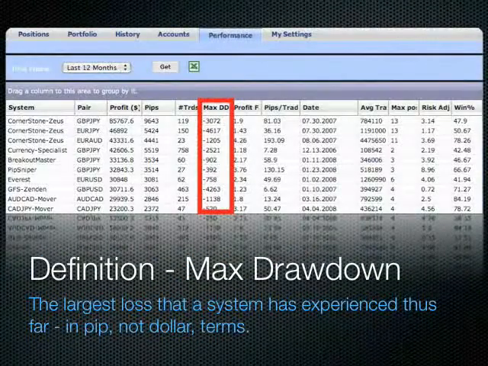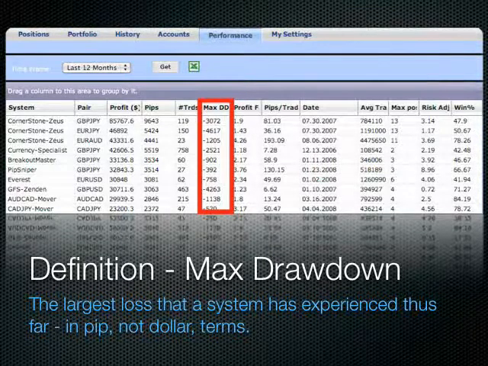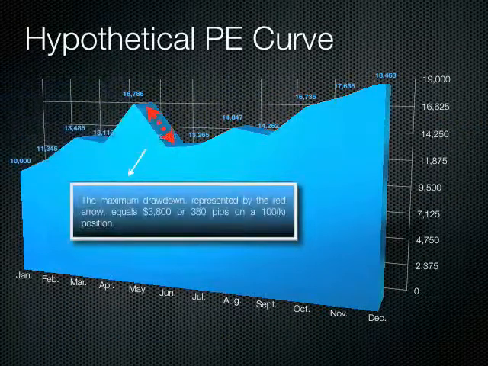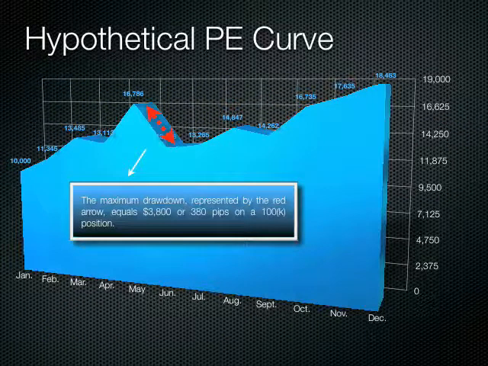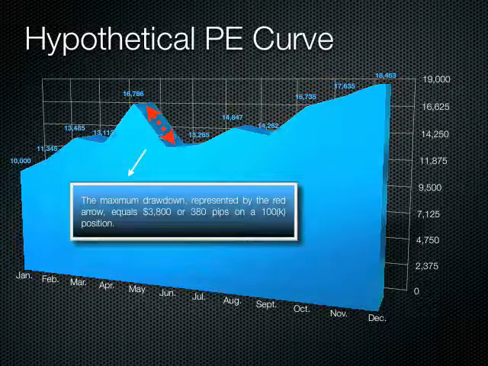Third, we have maximum drawdown. This column displays the largest loss that a system has experienced thus far. This is shown in pip, not in dollar terms. The maximum drawdown is calculated by taking the largest peak-to-valley difference. From this hypothetical example, you can see that the maximum drawdown, represented by the red arrow, equals $3,800, or 380 pips on a 100K position.